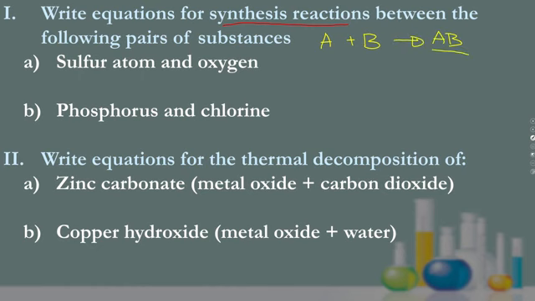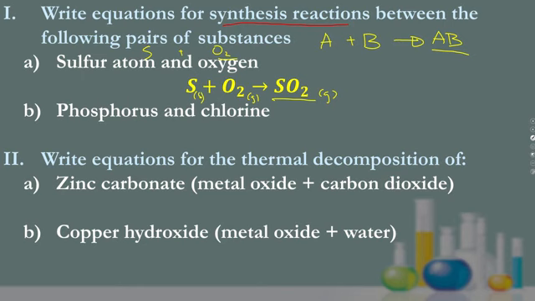So what we have here is sulfur plus oxygen. Don't forget oxygen comes as a diatomic pair. So it's S plus O2, and combining them together gives us SO2. Okay? Sulfur would be solid, oxygen would be a gas, and sulfur dioxide would be a gas.